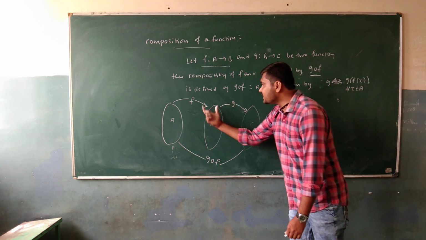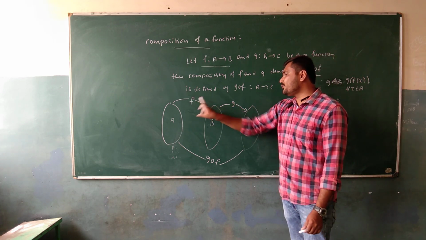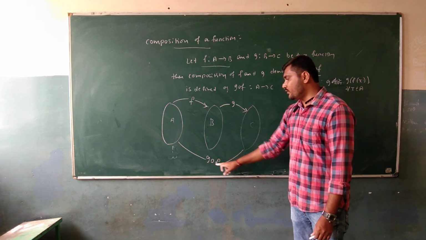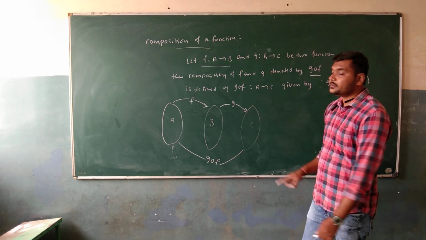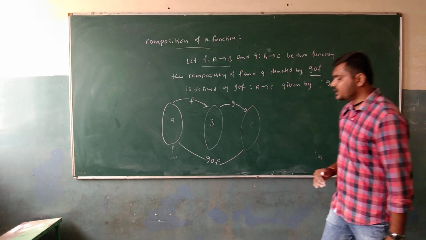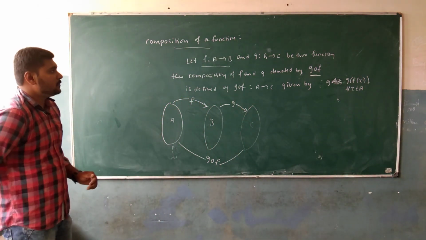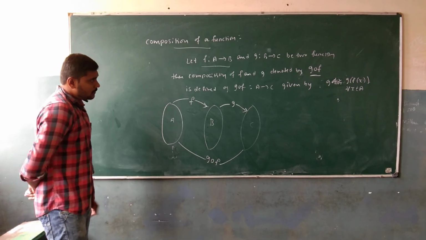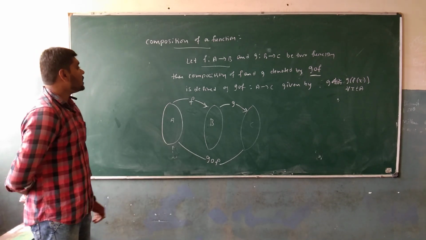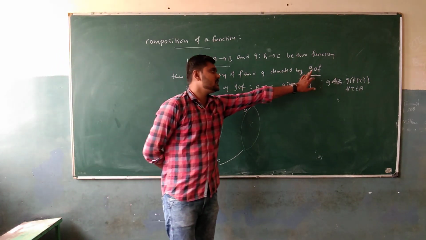When you consider the composition of these two functions f and g, then it is going to be gof here. In the gof function, A is going to be the domain and C is going to be the codomain. So observe the definition carefully. Let f from A to B and g from B to C be the two functions. Then the composition of f and g is denoted by gof.